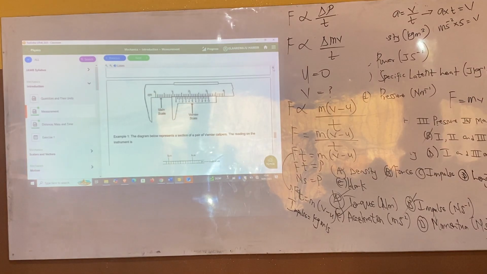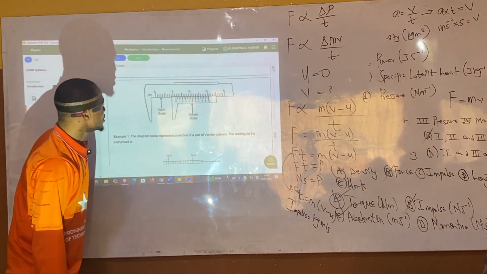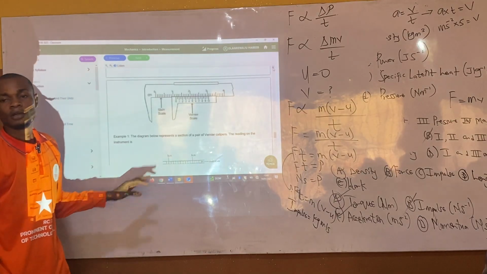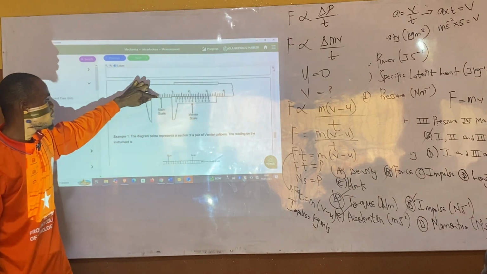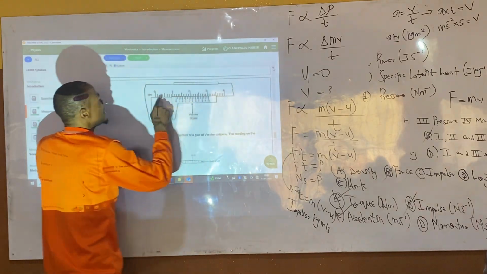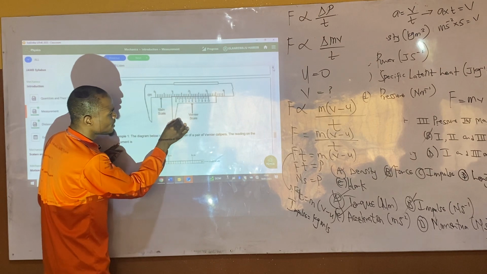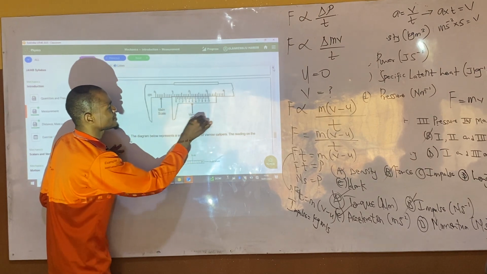So this vernier caliper is very clear to you. Where is the main scale? Where is the vernier scale? You can see it is well labeled. This is the scale on this vernier caliper, and this scale is called what? Main scale. And this movable scale, I can move it.